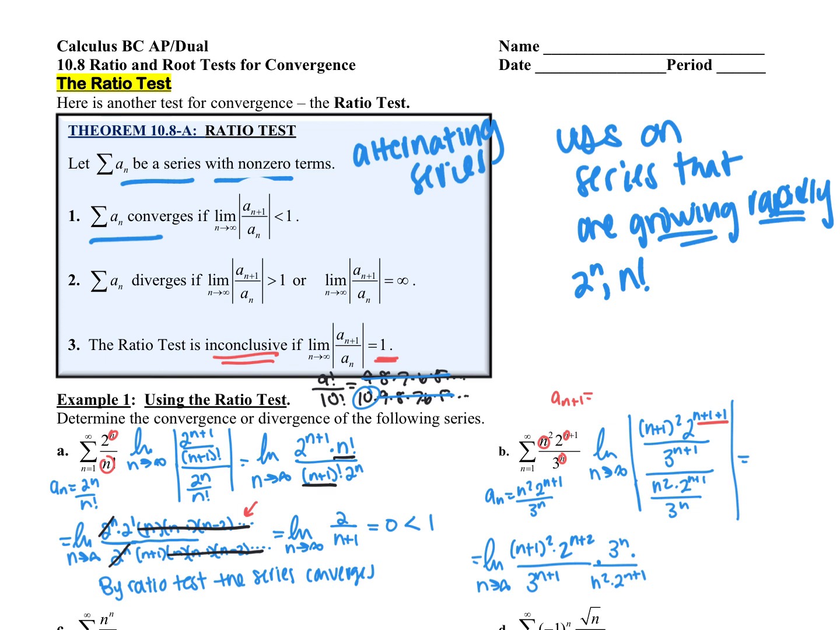So this 2 to the n plus 2, we can rewrite as 2 to the n times 2 squared. And we can rewrite the 3 to the n plus 1 as 3 to the n times 3 to the first power. And we can write this 2 to the n plus 1 as 2 to the n times 2 to the first power. So the 2 to the n's cancel. The 3 to the n's cancel. And then 2 squared is 4. So that will cancel with one of these 2's, and we'll be left with 2.